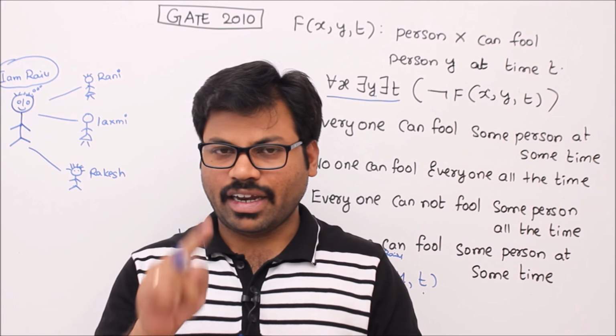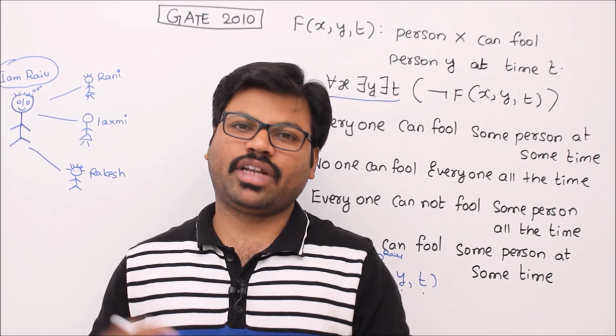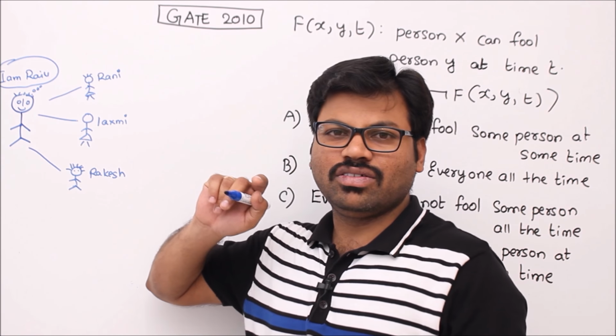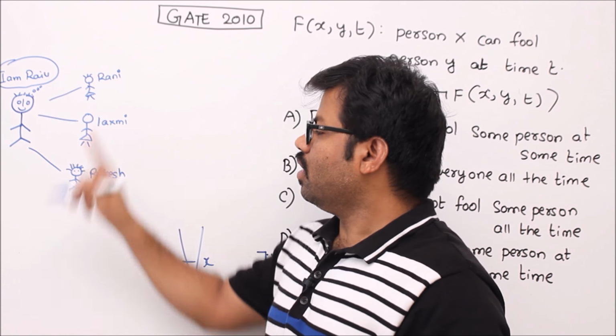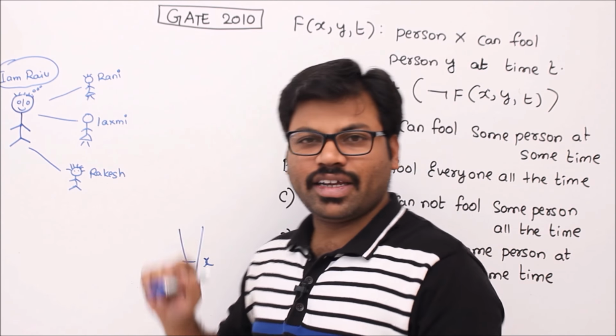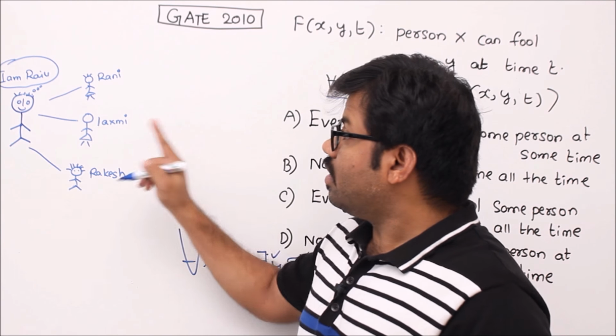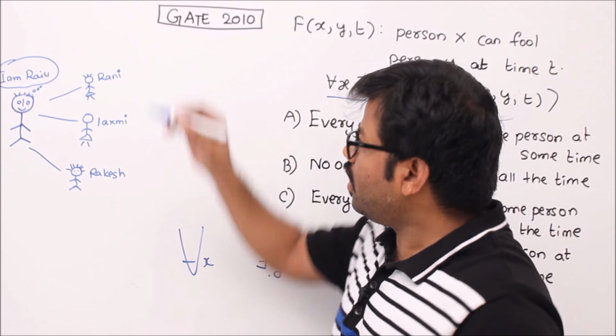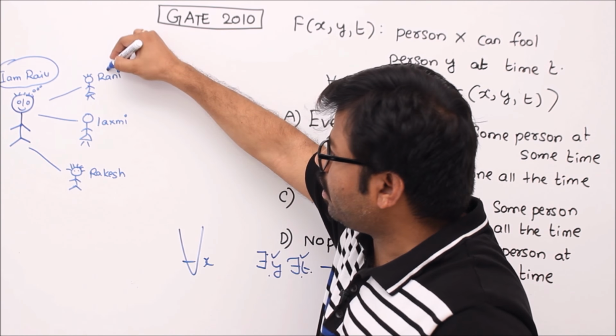What is that? They cannot fool some person at some time. So I take this particular person, Raju, and I show the structure. What's the problem with Raju? Raju has three friends, Rani, Lakshmi, Rakesh, but Raju cannot fool some person among them at some point of time. Let's assume that person is Rani.